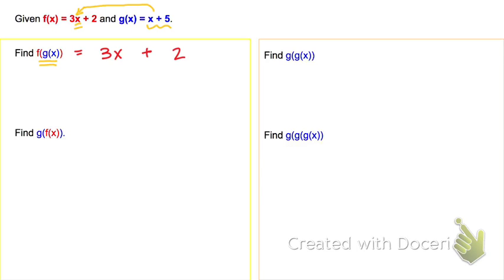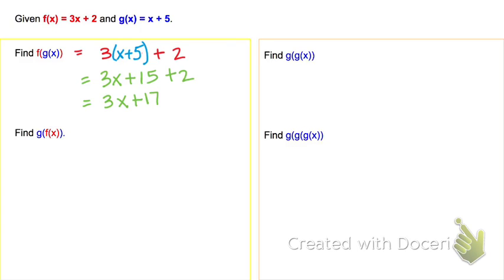So let's rewrite the f of x function. But now what we're going to do is take away the x, and instead of x, we're going to put x plus 5. We substituted g of x into f of x. And now we just simplify, so we're just going to distribute and combine like terms.